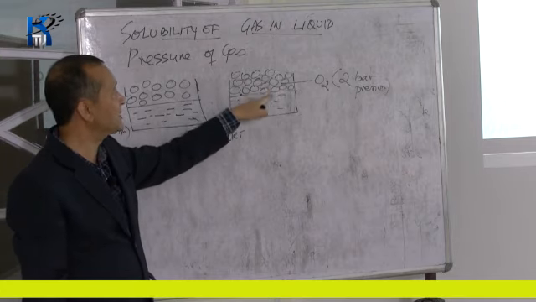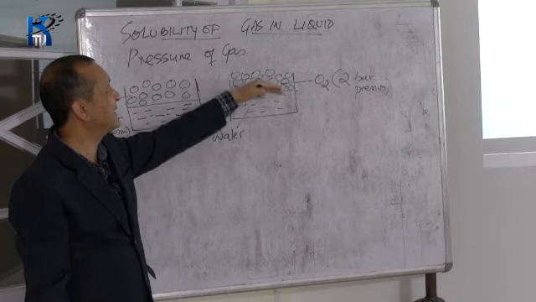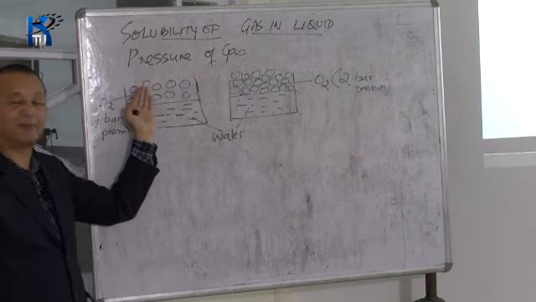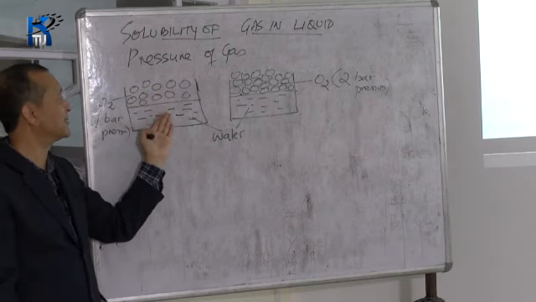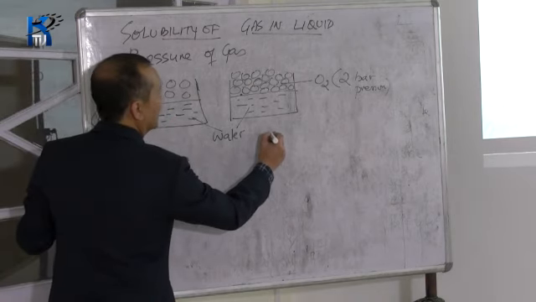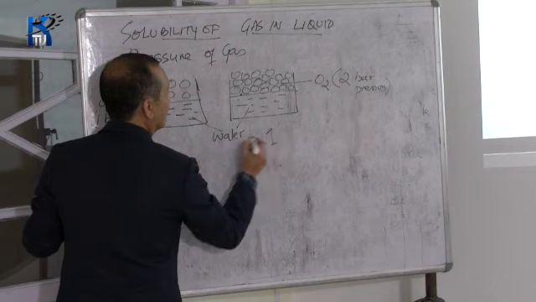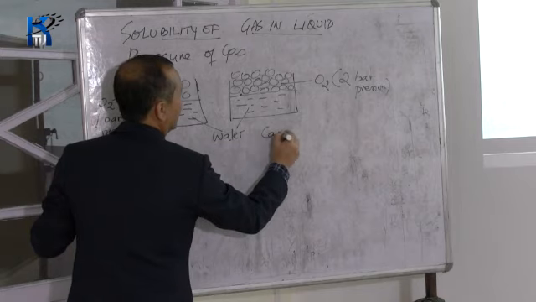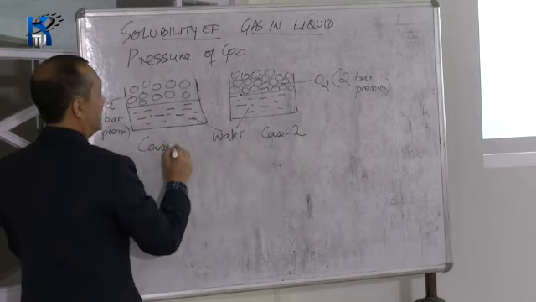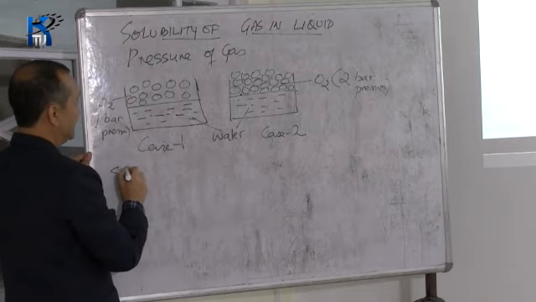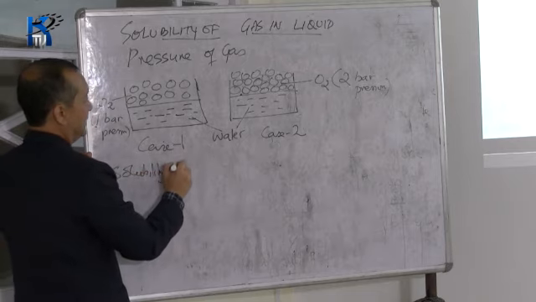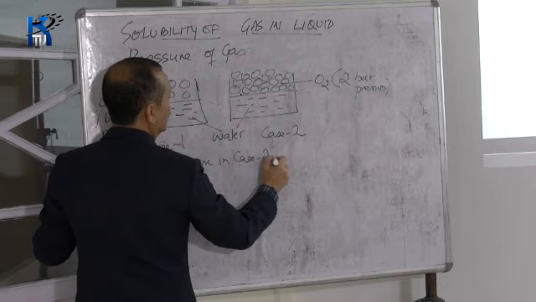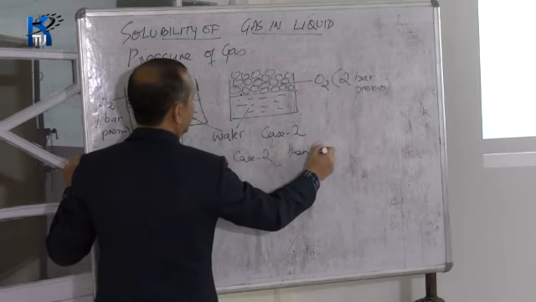Solubility of oxygen will be more in this case. Why? Because more molecules are on the surface, or more molecules are interacting with the surface. But in this case, fewer molecules means fewer molecules will be interacting with the surface. So if this is case 2 and this is case 1, you can say that solubility is more in case 2 than case 1.